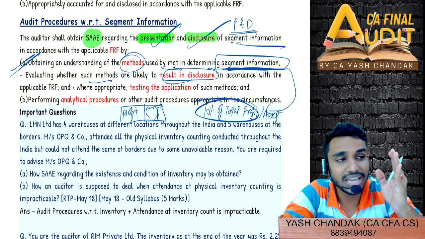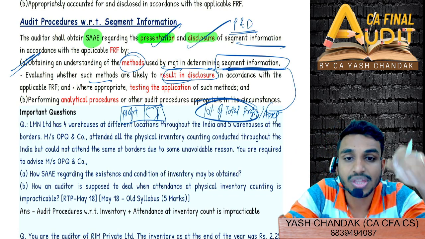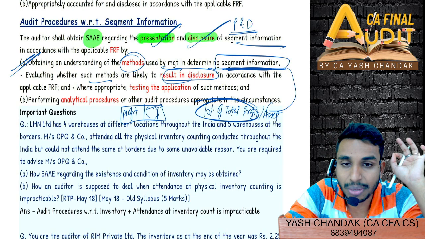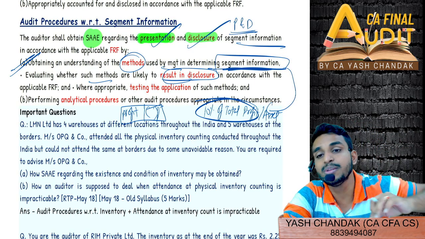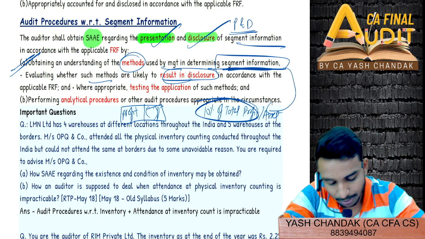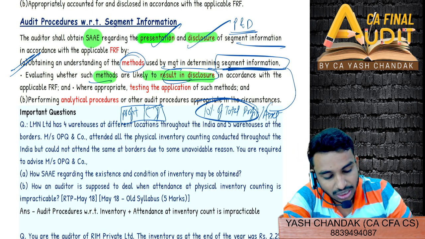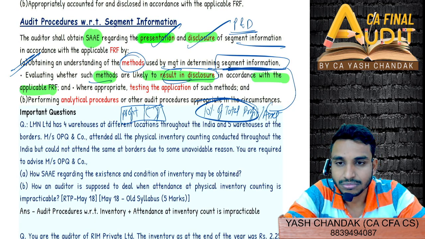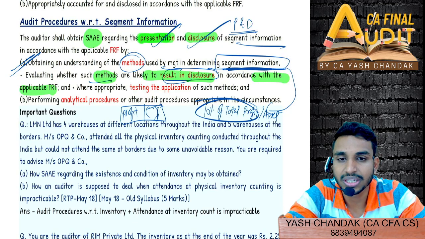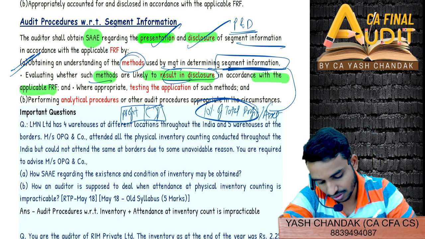So evaluate that, okay, fine, they are doing the segment reporting based on this. That means they are disclosing, for example, 15 segments out of, say, 38 segments. Then you have to evaluate whether this will result in disclosure that we, as an auditor, will be comfortable with. That means evaluate whether such methods are likely to result in disclosure in accordance with the applicable FRF, and where appropriate, test the application of such methods. Test the application of whatever method they have applied in the entity. And lastly, perform analytical procedures or other audit procedures appropriate in the circumstances.